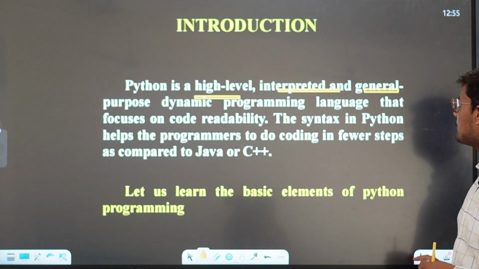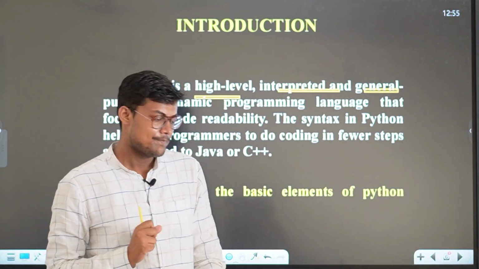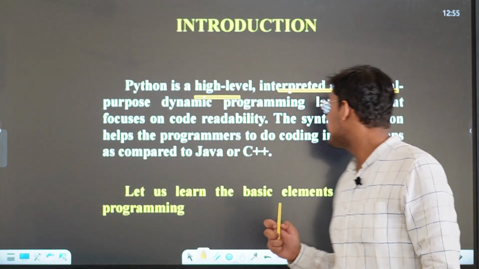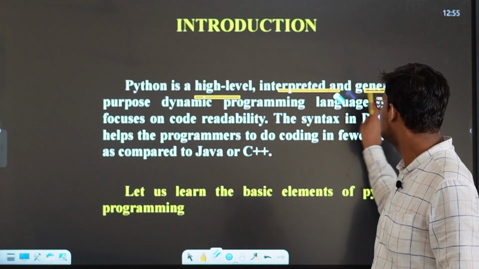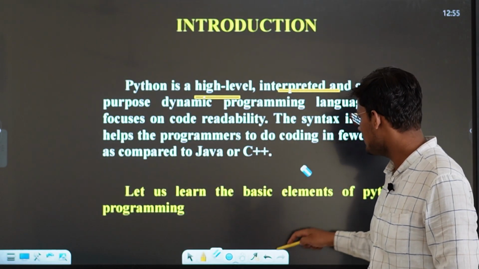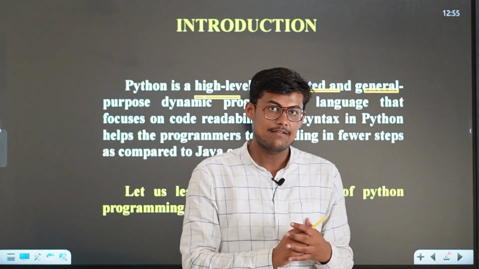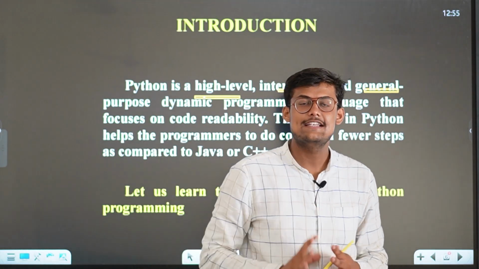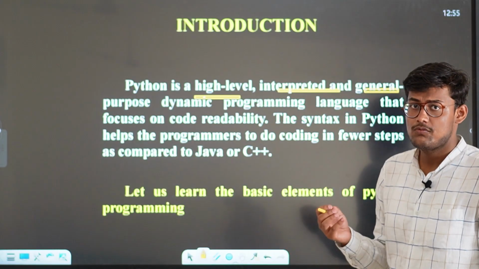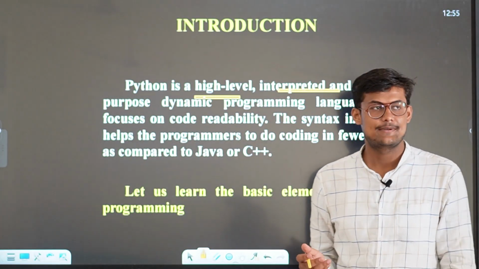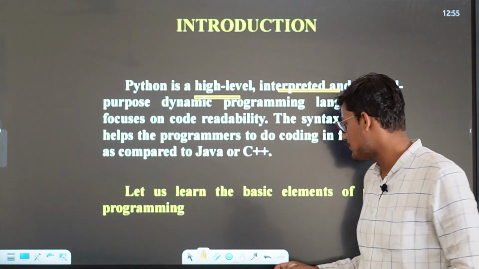Now we will move on to our definition. Python is a high level language. Up to this point we have understood that Python is a high level language, and as written here, it is an interpreted language. So Python is first a high level language, and after that it is also an interpreted language. Now we will understand in brief the difference between a compiler and an interpreter. Actually, a compiler compiles a program in one go.